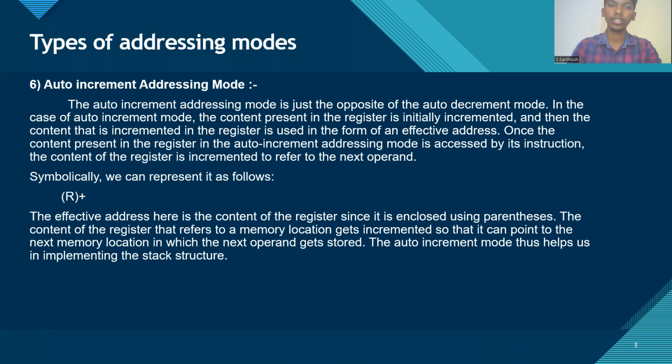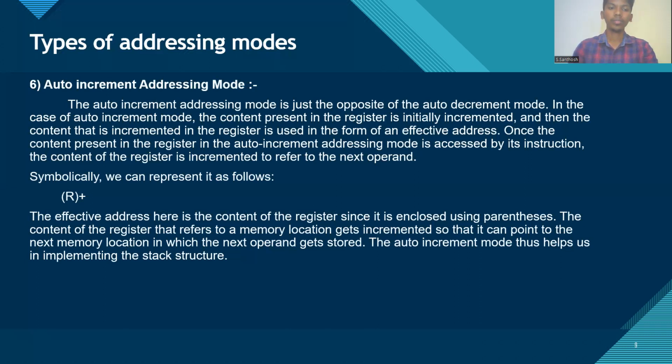Now we'll see about auto incrementing mode. In the case of auto increment mode, the content present in the register is initially used, and then the content in the register is incremented. The register content is used as an effective address. Once the content of the register in the auto increment addressing mode is accessed by its instruction, the content of the register is incremented to refer to the next operand.